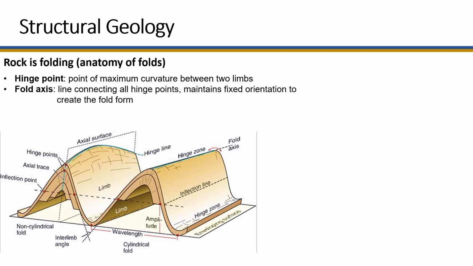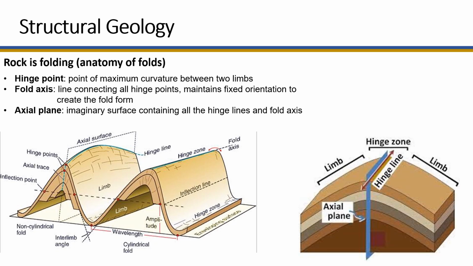The fold axis, on the other hand, is a line that connects all the hinge points and maintains a consistent orientation to define the overall shape of the fold. Finally, the axial plane is an imaginary surface that encompasses all the hinge lines and the fold axis. These three terms are commonly employed to characterize fold structure. It is worth noting that geological folds can vary significantly in their wavelengths, ranging from just millimeters to several kilometers, as well as in their amplitude.